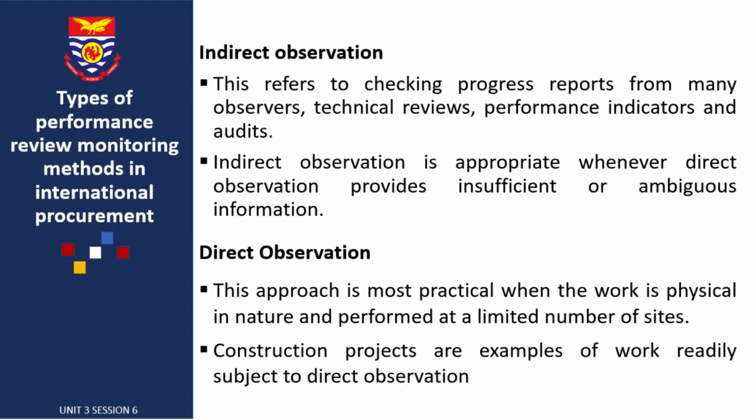Again, we come to some of the types of performance review or monitoring methods. There are two main monitoring methods: direct observation and indirect observation. Indirect observation refers to checking progress reports from many observers, technical reviews, performance indicators, and audits. Indirect observation is appropriate whenever direct observations provide insufficient or ambiguous information.